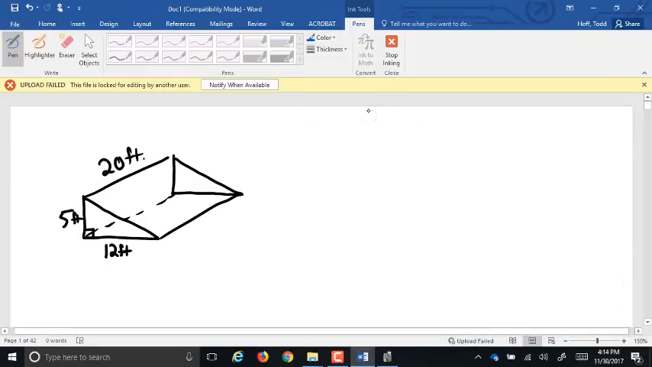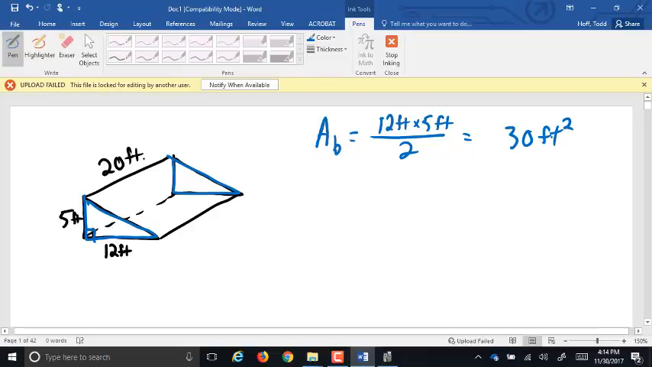So the first thing we really need to do on any of these is identify what is the base. The base here is either this triangle here or the triangle at the other end. They both can serve as the base. They both are bases. And then we're going to find the area of that base. Well, the area of that base is 12 by 5 divided by 2 because it's a triangle. That gives us 30 square feet. Now there's a base on the other end as well. That's also 30 square feet.